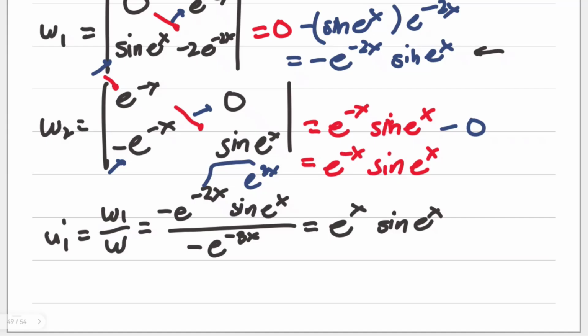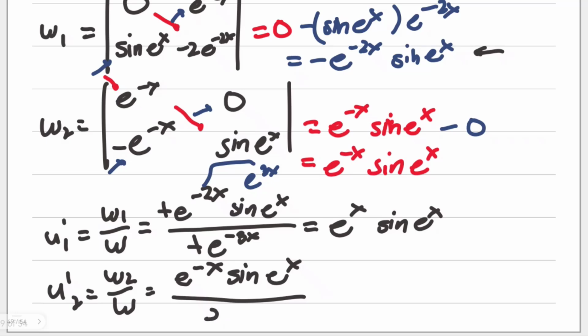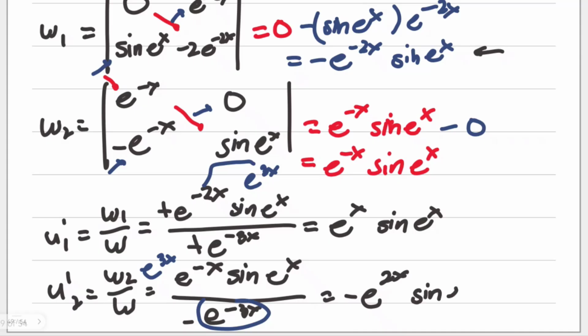This is because, again, negative and negative is positive. You're moving that up, positive 3x, and you add exponents, you will have that. Okay, that's for your u prime sub 1. U prime sub 2 is w sub 2 over w. You will have e to the power of negative x sine e to the power of x all over negative e to the power of negative 3x. So same thing, you can bring this up. You will have your e to the power of 3x, and when you combine that, you will get a result of negative e to the power of positive 2x sine of e to the power of x.